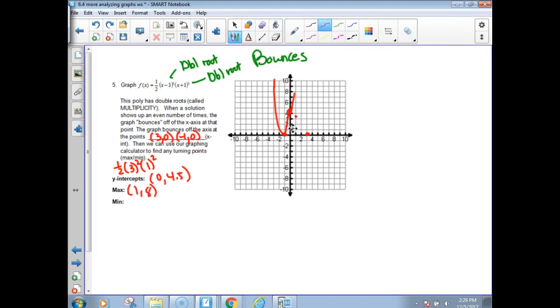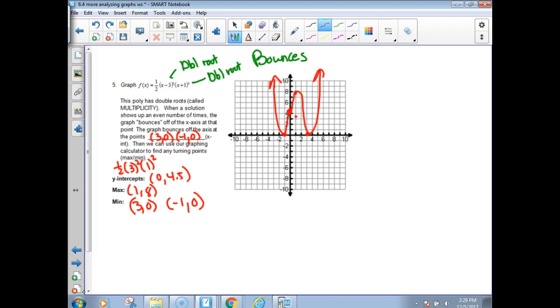All right, 1, 8, you guys are getting it. And then it went back down, and it bounced here again and went back up. All right, what minimum do we have? The minimums would be 3, 0, and they'd be our x-intercepts, and -1, 0.